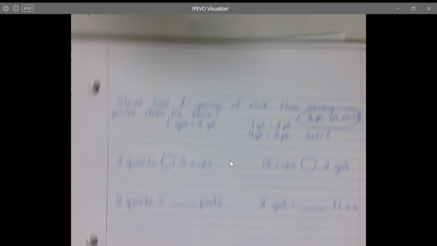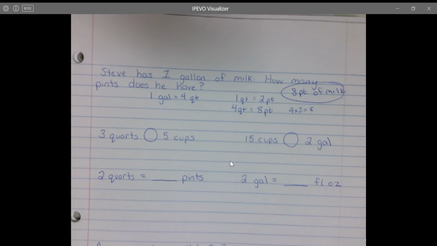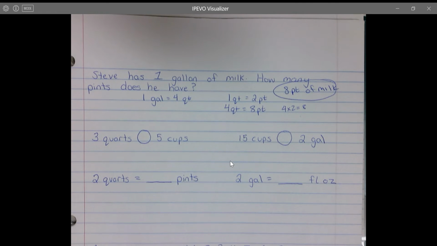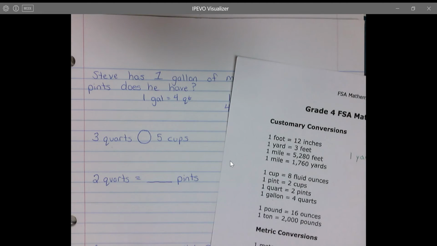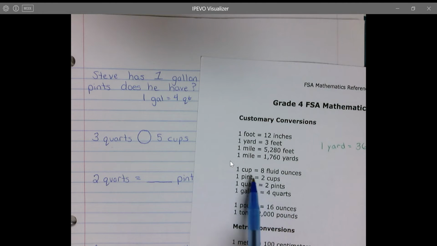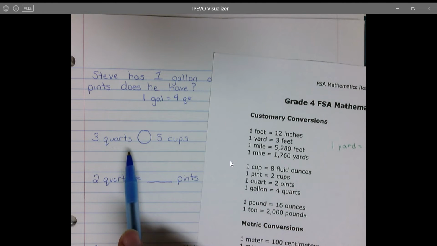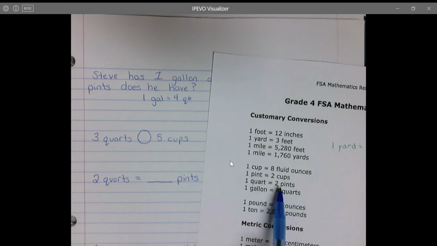All right, so now we have a couple more problems. I have some comparison problems. I have 3 quarts and 5 cups. Now it's hard to compare quarts and cups. They're not the same total measurement. So I'm going to look up here and change my quarts into cups.